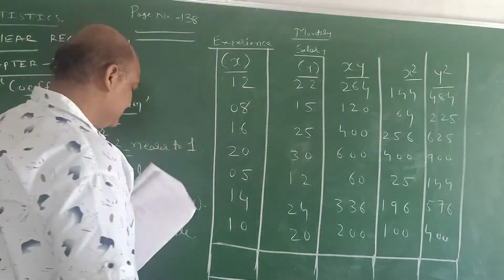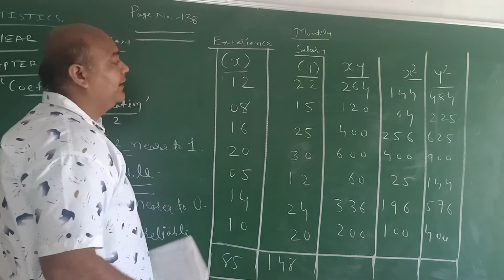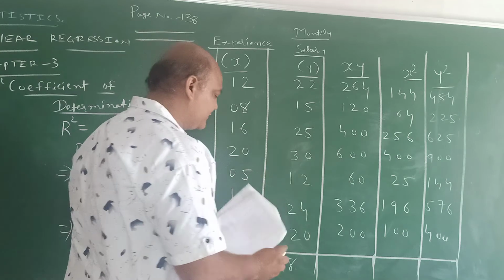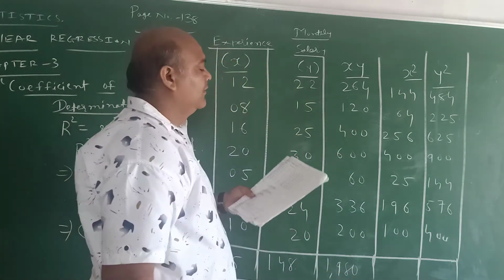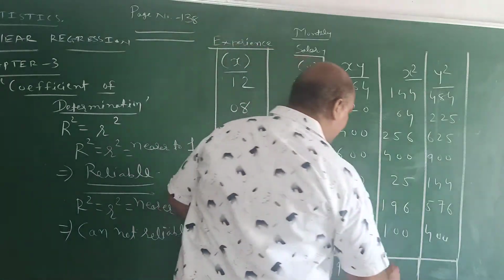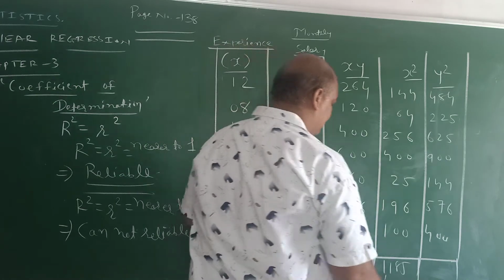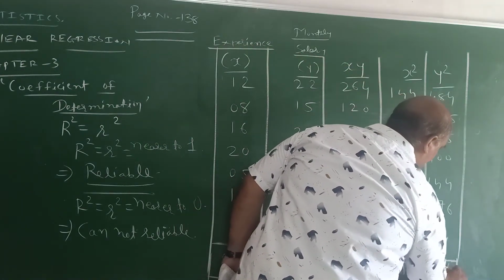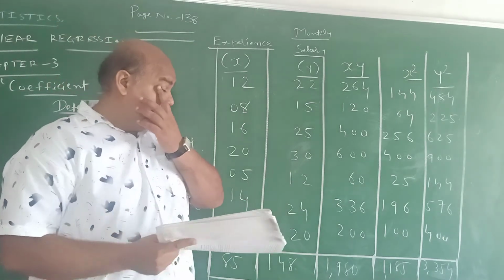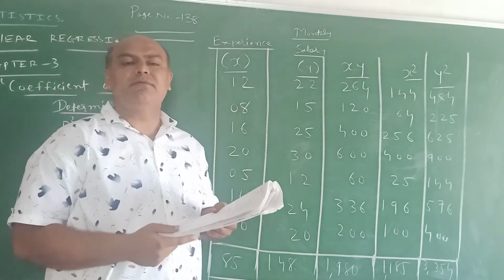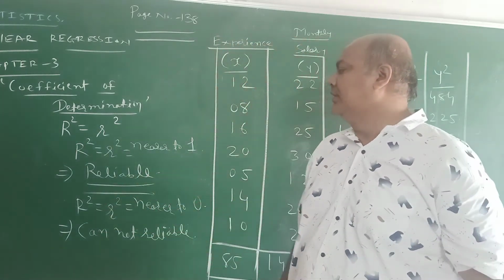Total of x, 85. Total of y, 148. xy, 1980. X square, 1185. And y square, 3354. The raw material is ready, my dear friends. Now we have to put the values into the formula.